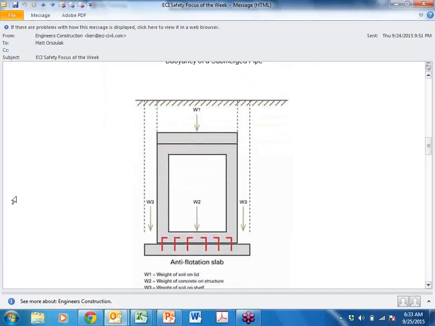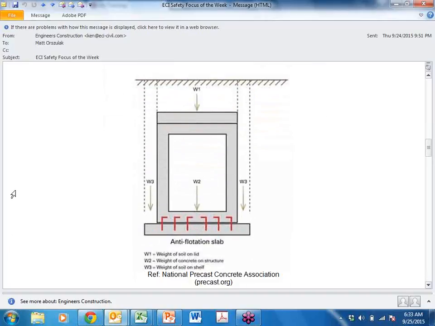And this is another example of a manhole structure. This is from the National Precast Concrete Association on their website. And like I said, sometimes you have slabs that are used to tie down or add weight. And you have the weight of the structure. They have broken down the weight of soil on the lid, weight of soil on the sides, and the weight of the structure. And so that's all meant to resist that uplift flotation.